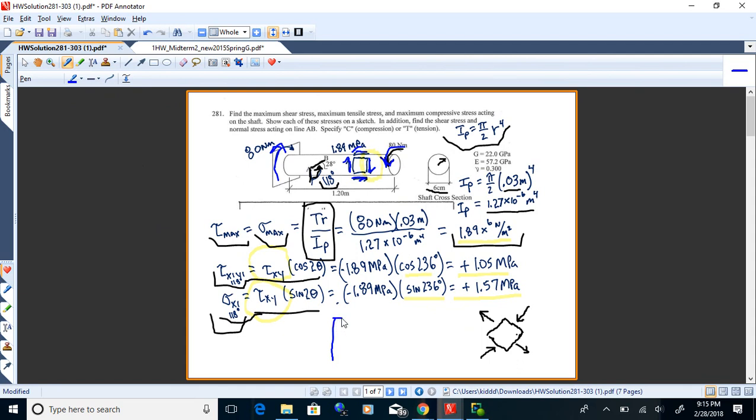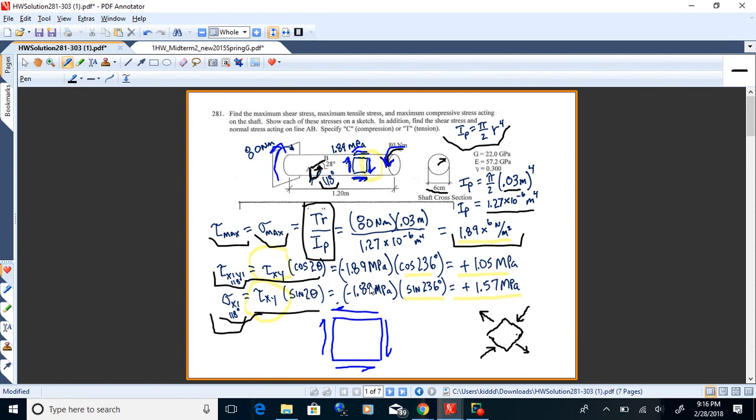So here's the shear element, the element with the maximum shear on it. It's in the 0 and 90 degree planes, like that. And then we've got shears acting on all four sides. That one's down, up, and then meeting in the corners. This one's left and right.